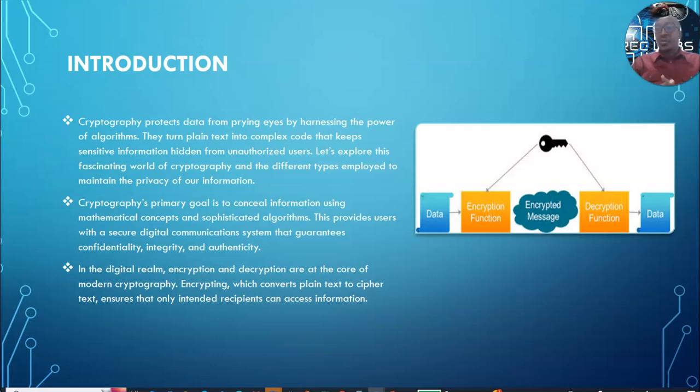And in addition to that, you also want to achieve the aspect of non-repudiation, where someone doesn't deny having sent or received data. So in the digital realm, encryption is the core of modern cryptography. We deal with encryption where you're converting the plain text to ciphertext to ensure that only the intended receiver can access that information. What it means by ciphertext is information that is not really intelligible. Yes, you can see there's data there, but you can't make sense out of that data.